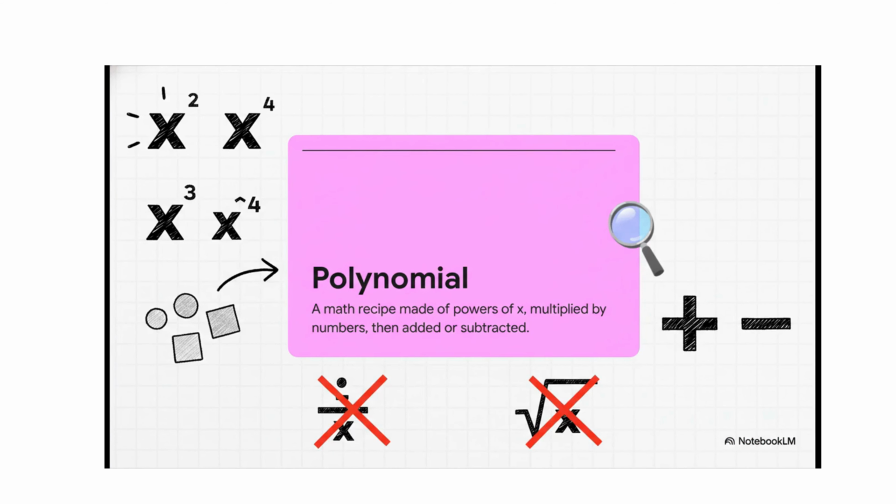First off, what even is a polynomial? Let's just keep it super simple. Think of it like a math recipe. You've got some powers of x, you multiply them by some numbers, and then you just add or subtract all those pieces together. The only real rules: you can't divide by x, and you can't have things like the square root of x. That's pretty much it.